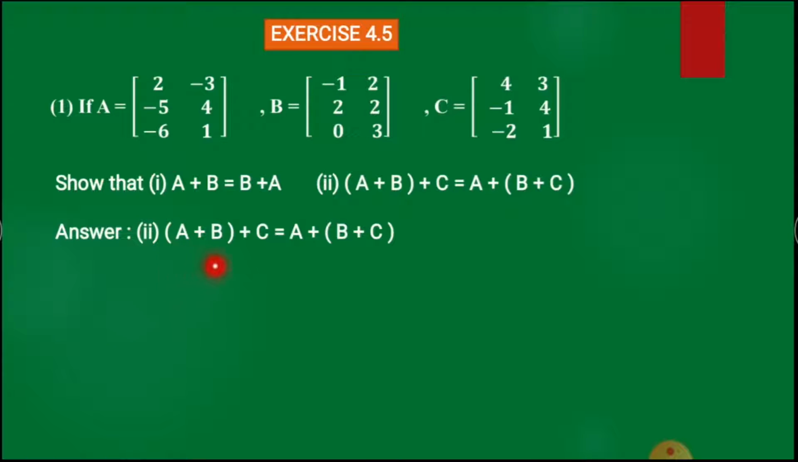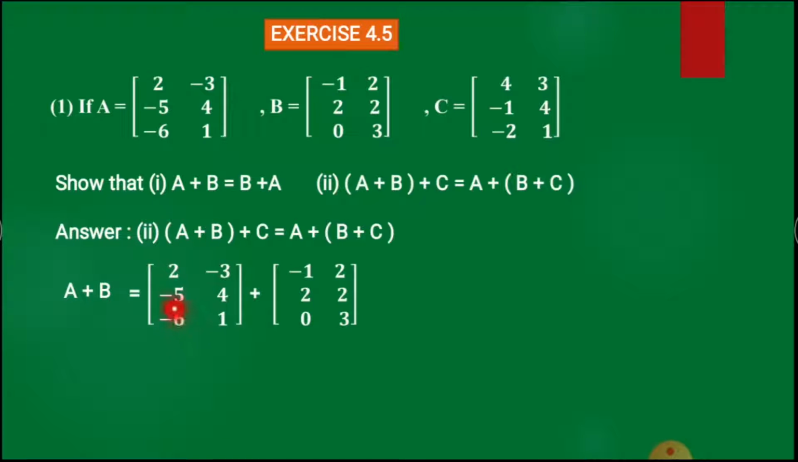Now see sub question second. We have to show addition of A plus B with C is equivalent to addition of B plus C with A. So we write A plus B first because we calculate left hand side first. So calculate A plus B first. As we did for sub question 1, we add A with B, that is we add corresponding elements of matrix A with corresponding elements of matrix B.